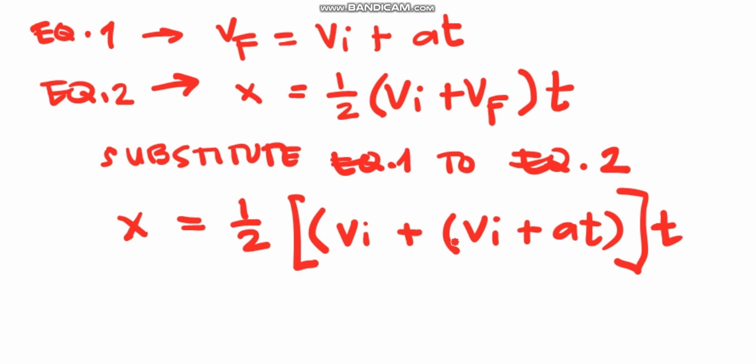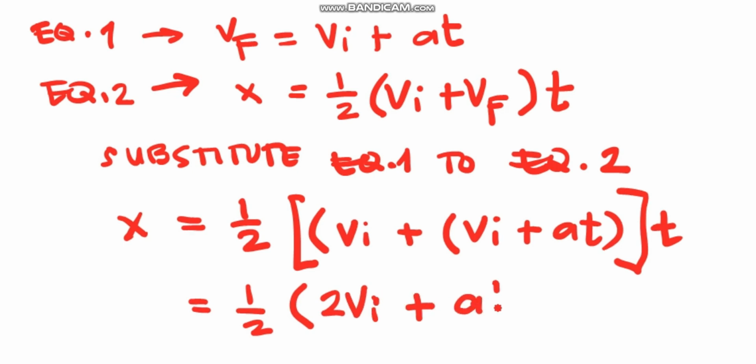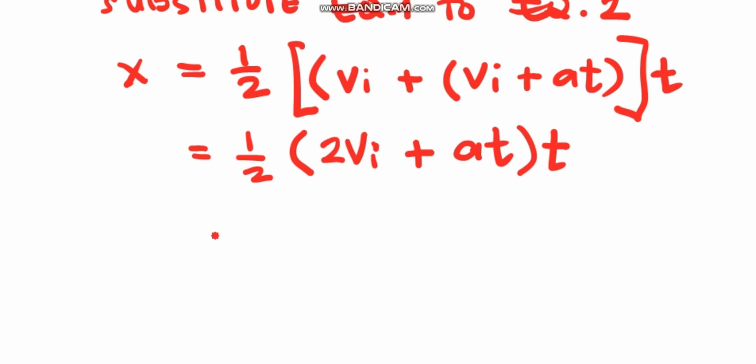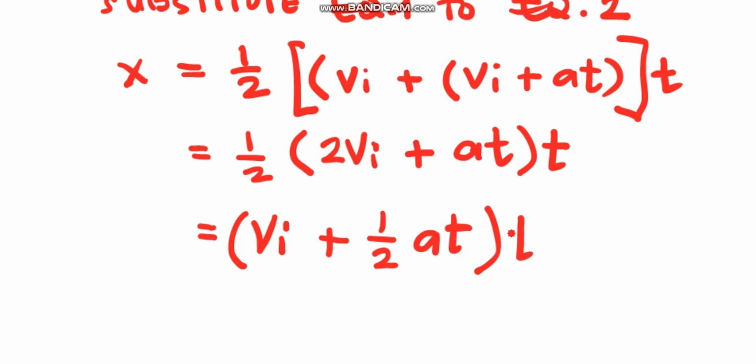Okay, by simplifying the terms inside the bracket, we'll have 1/2 times the quantity vi plus vi is 2vi plus at, times time. Now, by further simplifying this equation, by just distributing 1/2 and time in the equation, let us first distribute 1/2. 1/2 times 2vi, 1/2 times 2 is 1, so we'll have vi plus 1/2 at, the product of acceleration and time, times t.